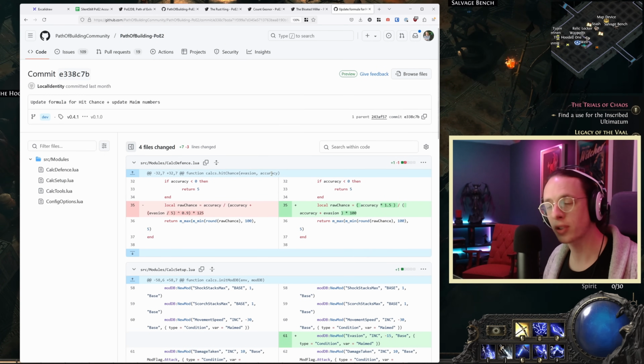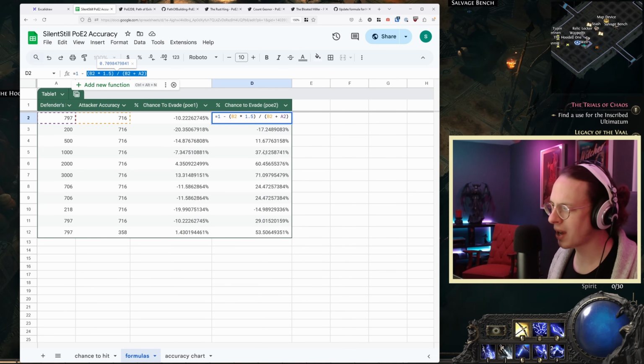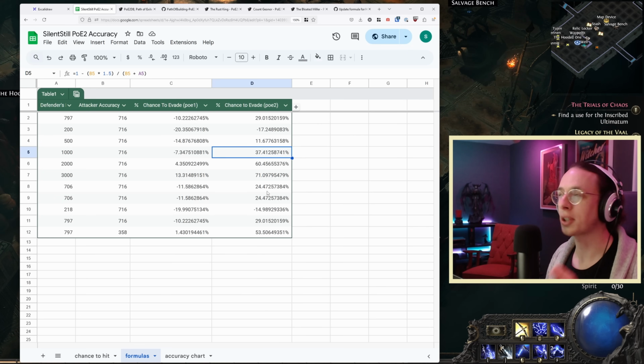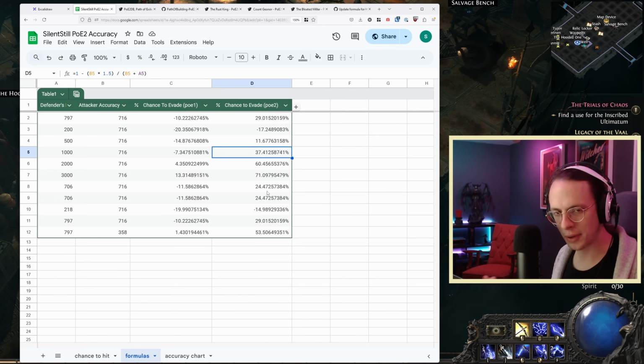If we hop back into our spreadsheet here, you can see that this is essentially the formula that we're now using for this chance to evade PoE 2 version. But these numbers still aren't completely correct. There's still something that's a little bit off here. So this led me further down this rabbit hole, and eventually I wound up pinging the developer.